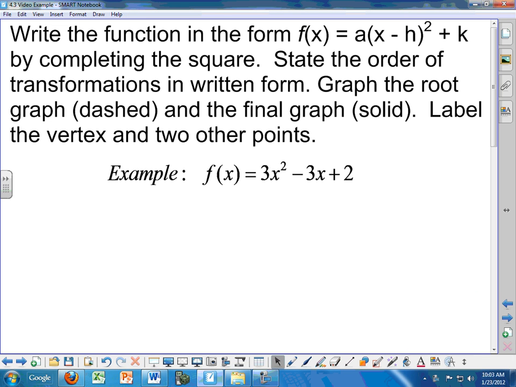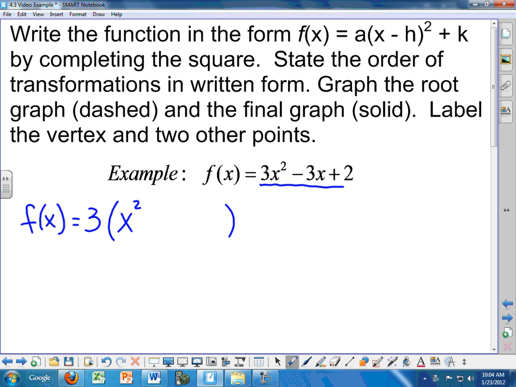Today we're going to be working through completing the square to graph a parabola by transformation method. And here's our parabola. We're going to write it over here, f of x equals, and right away I'm going to factor out that 3 that's in the front of the x squared in order to complete the square. So we've done one of these in class and we're going to do another one here.